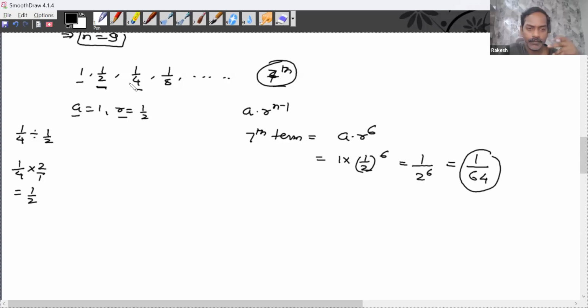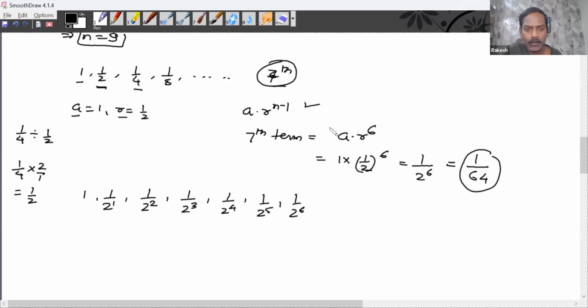We can create the pattern also. I can write the first term as this. The second term would be 1 upon 2 to the power 1. The third term would be 1 upon 2 to the power 2, as you can see. The fourth term would be 1 over 2 to the power 3. So the fifth term would be this much, the sixth term would be this much, and the seventh term is this much, as you can see, right?